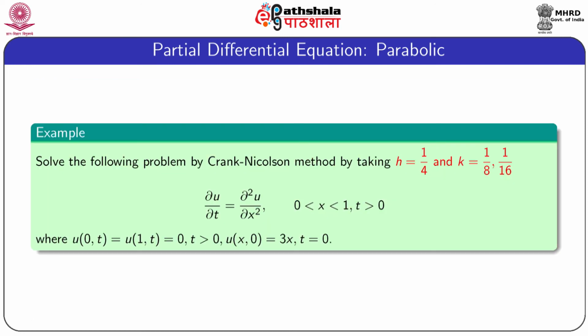Now, we consider one heat equation to solve by Crank-Nicholson implicit method by taking h equal to 1 by 4 and k equal to 1 by 8 and 1 by 16. Here the boundary conditions are u(0,t) equal to u(1,t) equal to 0 for any positive t, and the initial condition is u(x,0) equal to 3x.